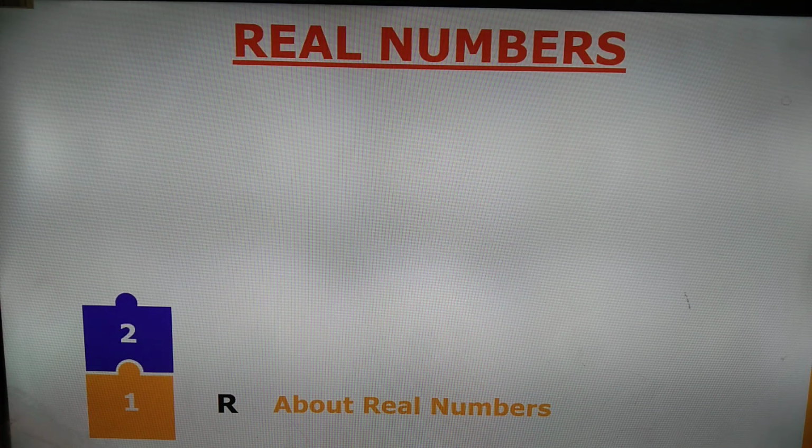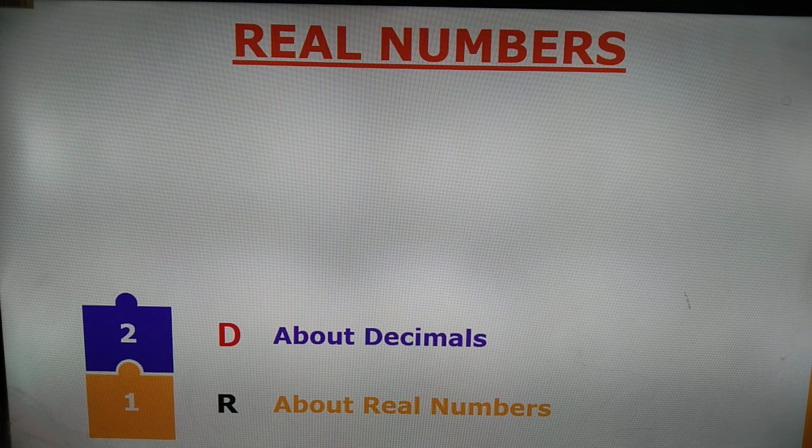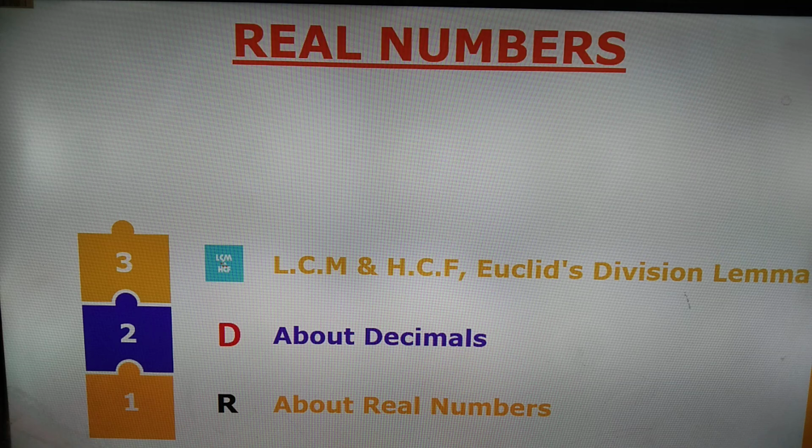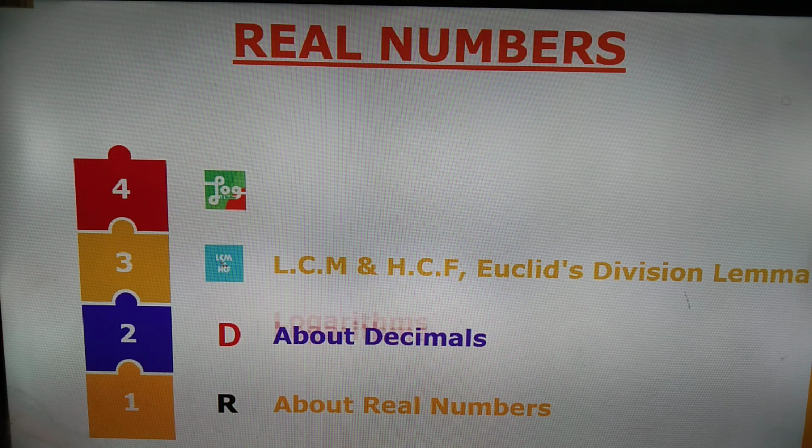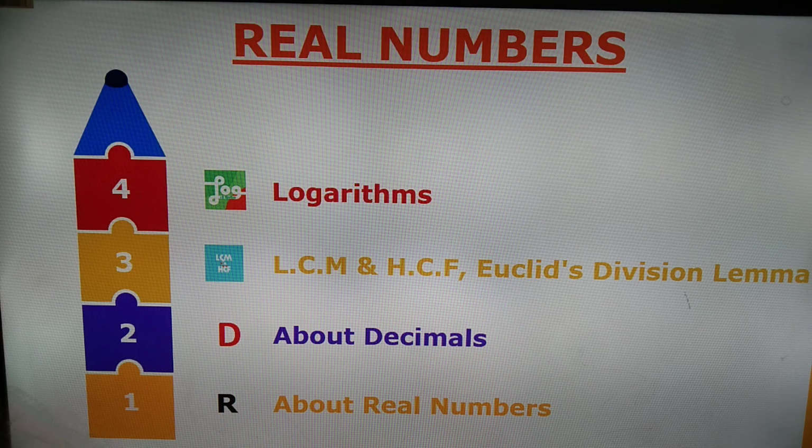Today's session, let us discuss a glance introduction about real numbers. In this chapter, let us see about real numbers and decimals, then L.C.M and H.C.F, Euclid's division lemma, and also logarithms.